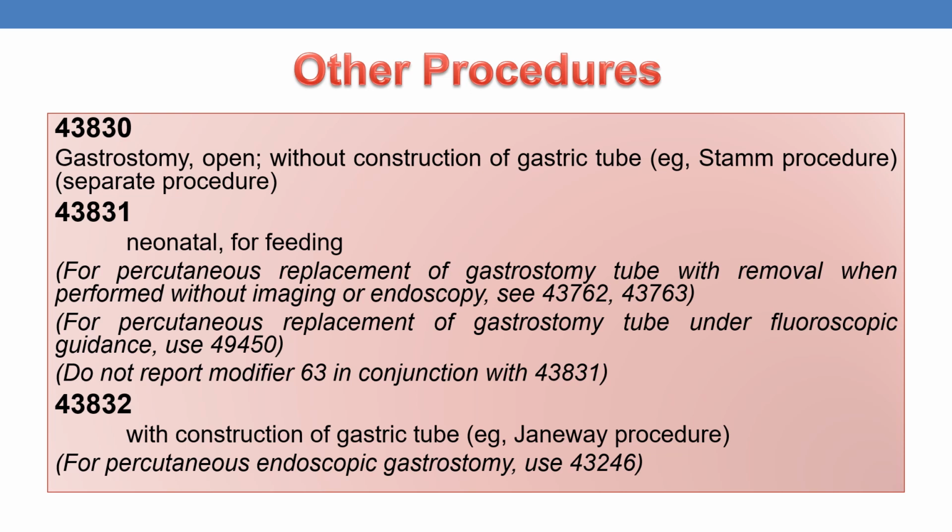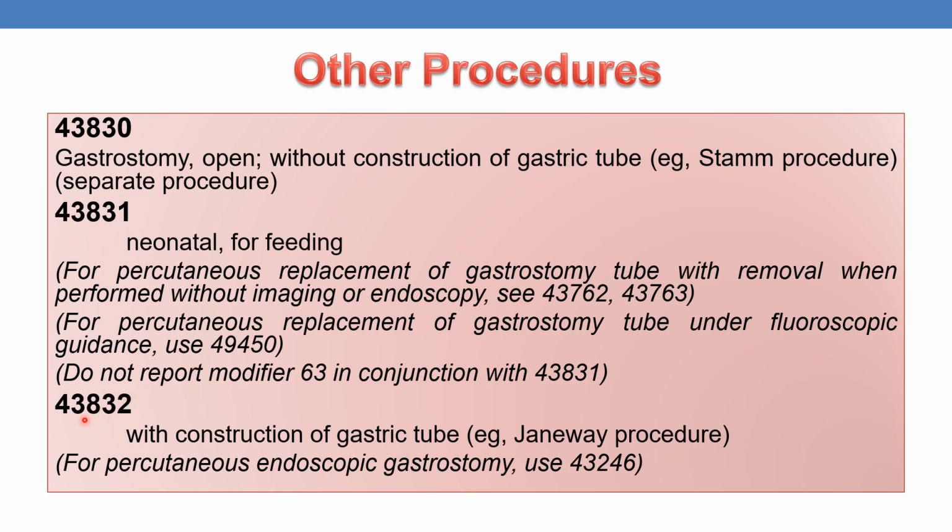Gastrostomy open without construction of gastric tube. It is not a laparoscopic procedure. It is open. Next, 43831. Gastrostomy open without construction of gastric tube. Neonatal. If it is performed on a neonatal for feeding, the CPT is 43831.